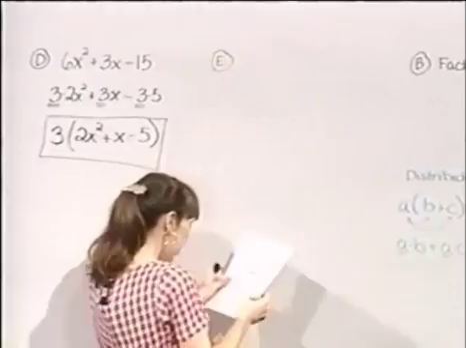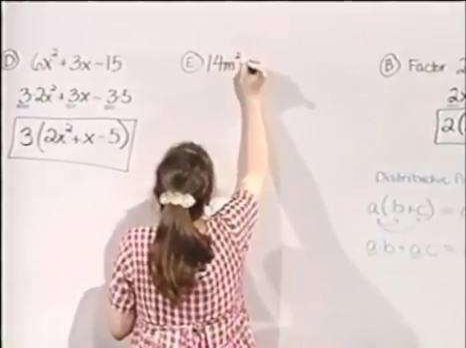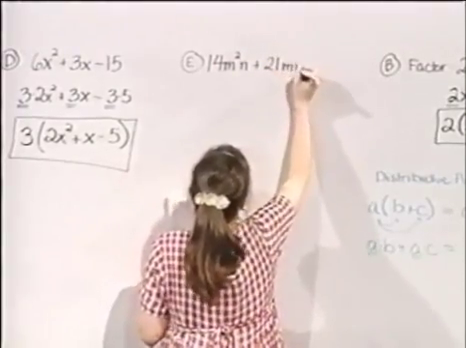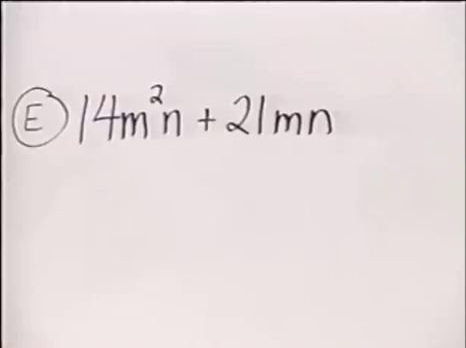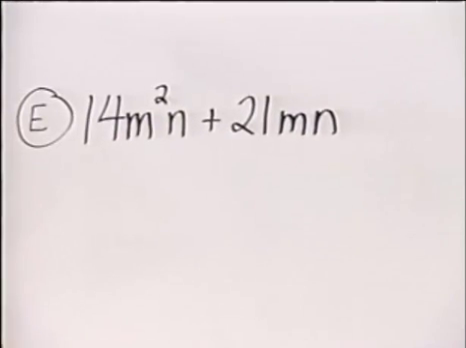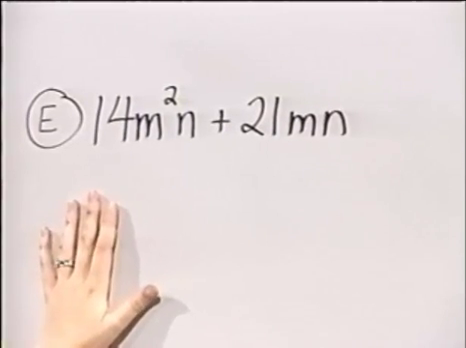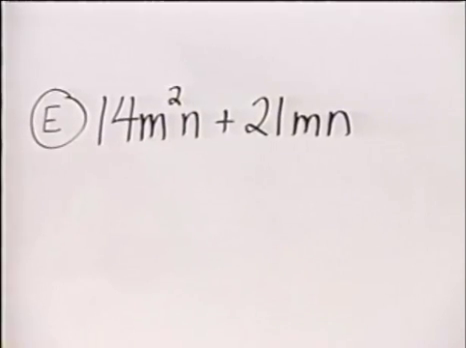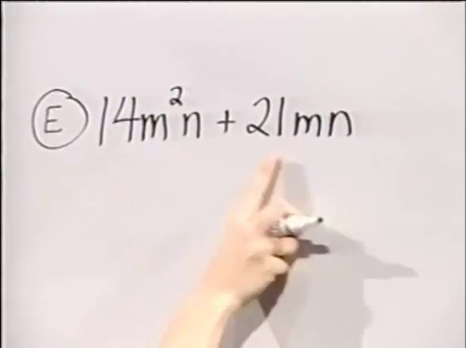Let's do another factoring here. Let's look at 14m squared n plus 21mn. An interesting polynomial. And I want to take out the greatest common factor. So first of all, looking at these two here, what number is common to both 14 and 21? I think the number 7 divides both of those. And then you have the m squared, the n, the m, and the n.